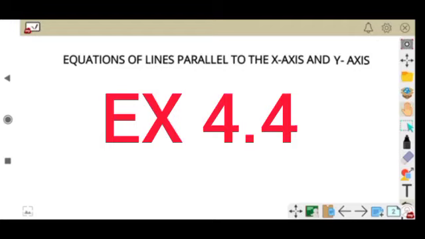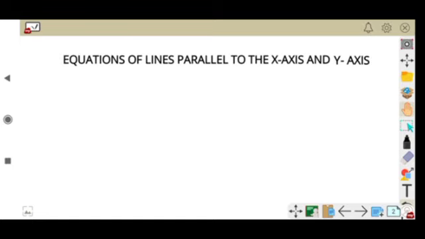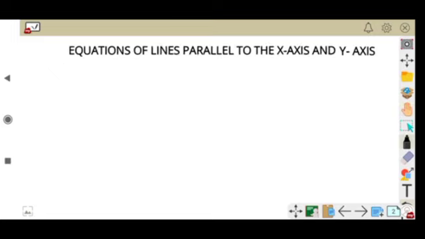Hello everyone, we have come to the last part of chapter number 4. Here we are going to study equations of lines parallel to the x-axis and y-axis. Before I come to this directly, let me write one simple equation.